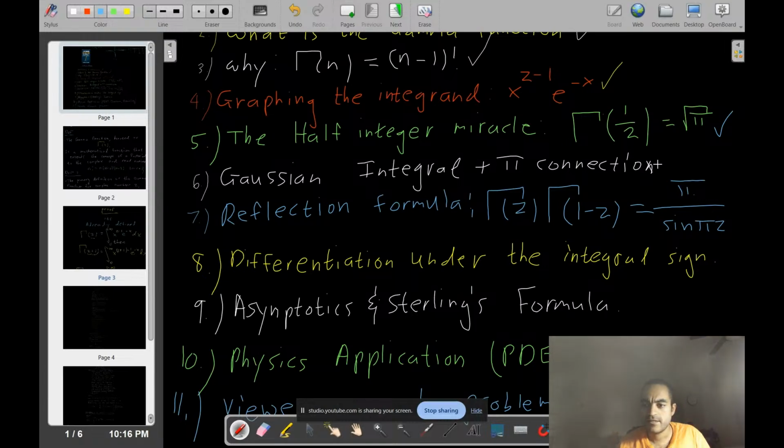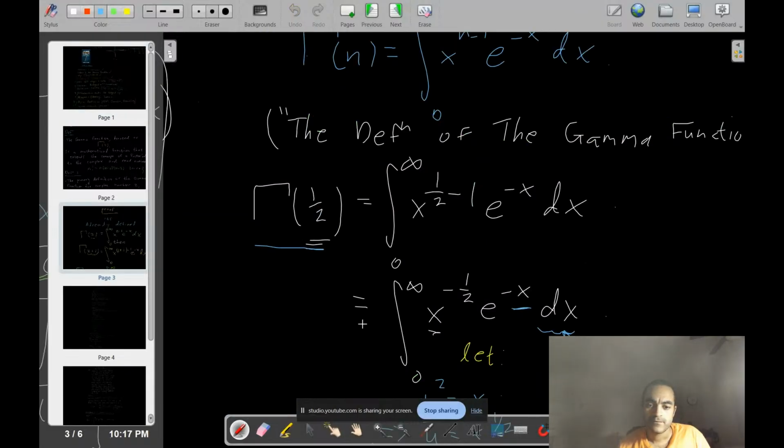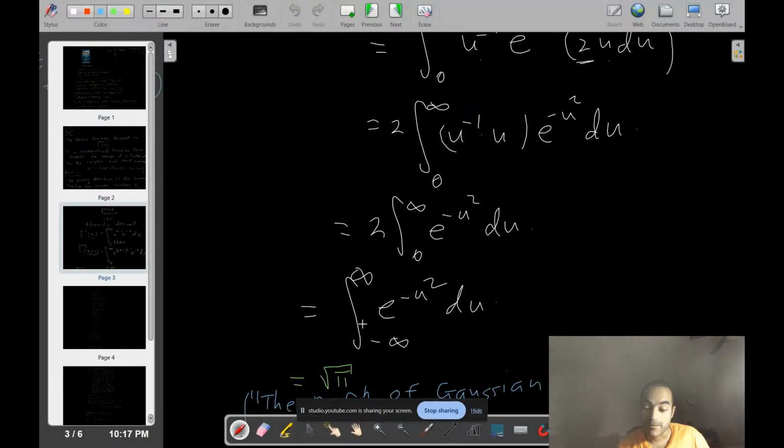Gaussian integral pi connection, I was pretty much talking about that. 5 and 6 are both done, because you verify that it's root pi. The Gaussian integral, you can look up the definition, is automatically equal to root pi. It's not just the definition in my book, it's a fact in general that the integral from negative infinity to infinity of e to the negative u squared du is root pi.